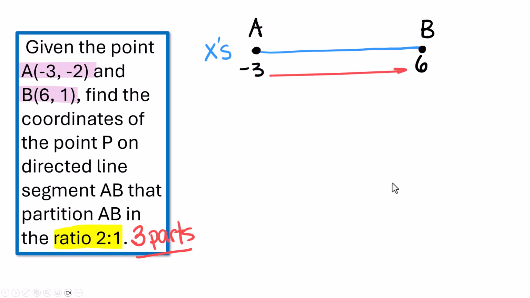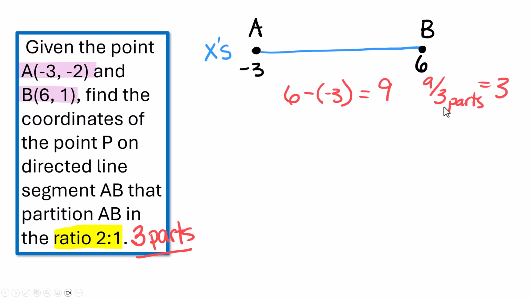So then I figure out, well, what's the distance? How far apart are they? Most people can eyeball that or do it in their head, but the math for this would be to subtract the -3 from the 6, and you end up with 9. There's a double negative here, but just imagine you're walking from -3 to 6. You would go 9 steps. Now take that 9 and divide it into 3 equal parts, because our ratio is 2 to 1, that's 3 parts. So that would mean each one has to be 3 long. So the first point would be here.